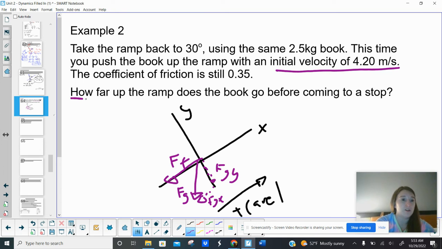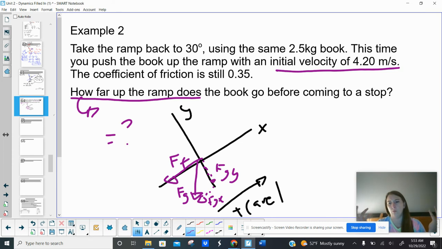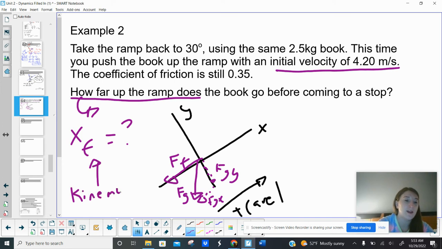So I want you to first off read the question. There's a hint here that we're going to have to do something besides just do our F nets. If it says how far up the ramp does the book go before coming to a stop, what are we looking for? What variable, what quantity? How far is a distance. It's a position. We want to know X final. This is your key that you're going to have to do a kinematic equation.